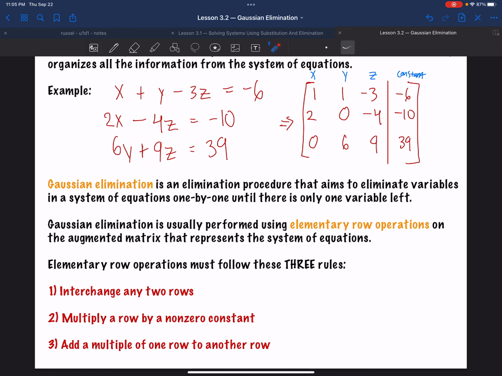There are 3 rules, however, for my row operations. Rule 1, you can interchange any rows. So if I wanted to swap this top row with this bottom row, I could do that. It's fine. It doesn't really matter the way I arrange these systems of equations, as long as each equation is still with itself. The next, number 2, I can multiply rows by non-zero constants.